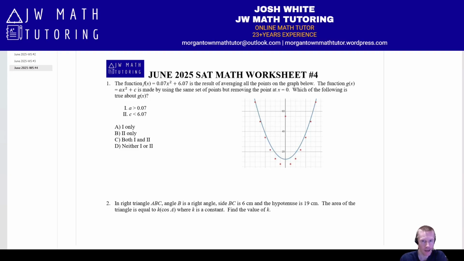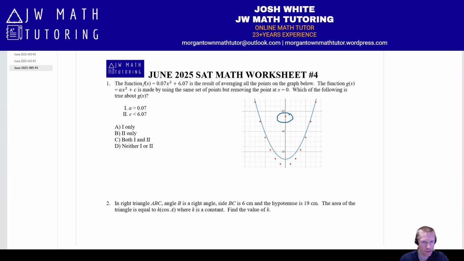All right, but the graph had one kind of outlier point way up here on the y-axis, clearly not in line with all the other points. And then it said, okay, you make a new function by using the same set of points, but you remove the outlier point up here. And what is true about the a and c values of the new function? In other words, what happens to the coefficient of the x squared term and the number term at the end when you do that?